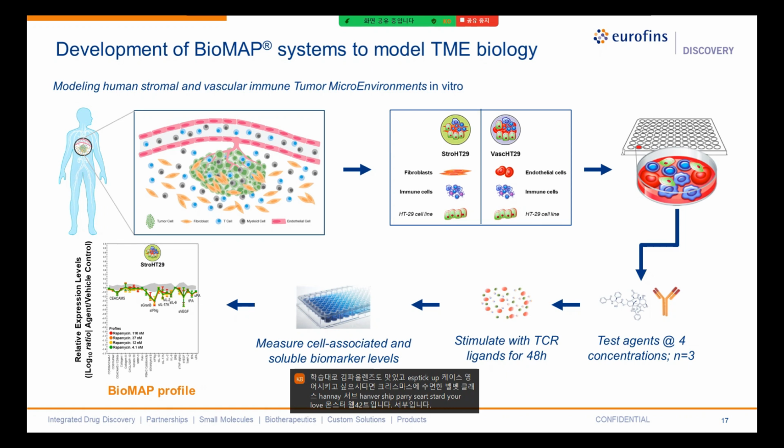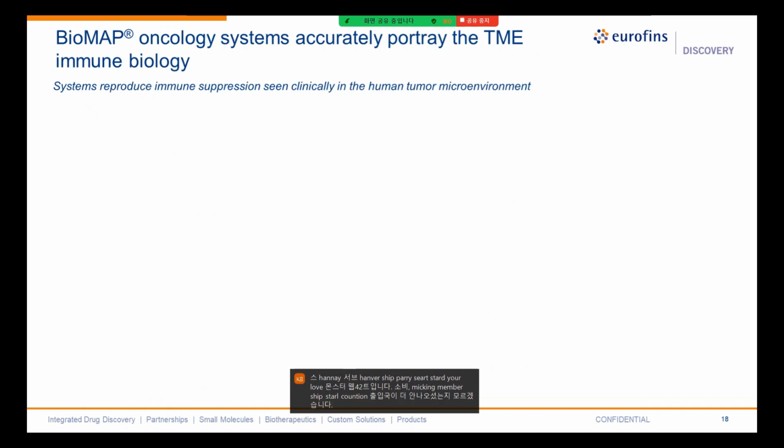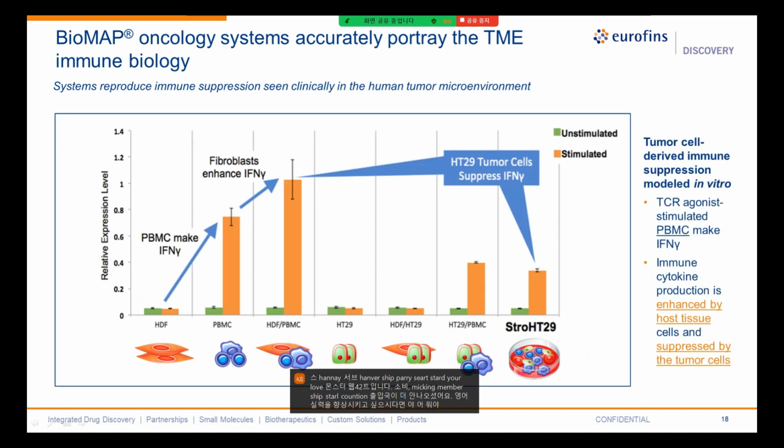So we mix the cells together in co-culture. We stimulate them with appropriate ligands to model the biology being evaluated. We treat with the test agents, and then we measure a set of biomarkers in the model that are indicative of the biology being evaluated. Now, what we can show really with the way that these tumor microenvironment models are set up is shown here.